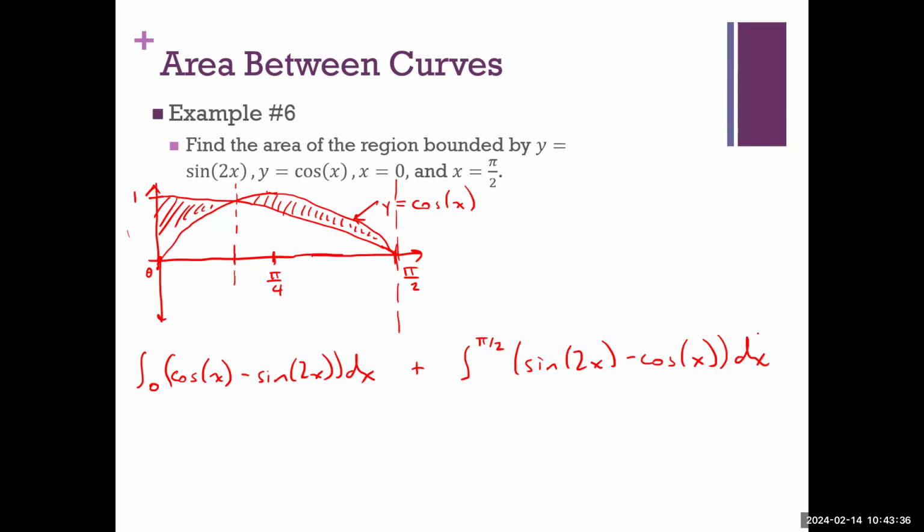How can we find the missing bound? We've got to set them equal to each other. So sine of 2x equals cosine of x. Here's a trig identity that you might not remember. Sine of 2x is equal to 2 sine of x cosine of x. Where do we go from there?